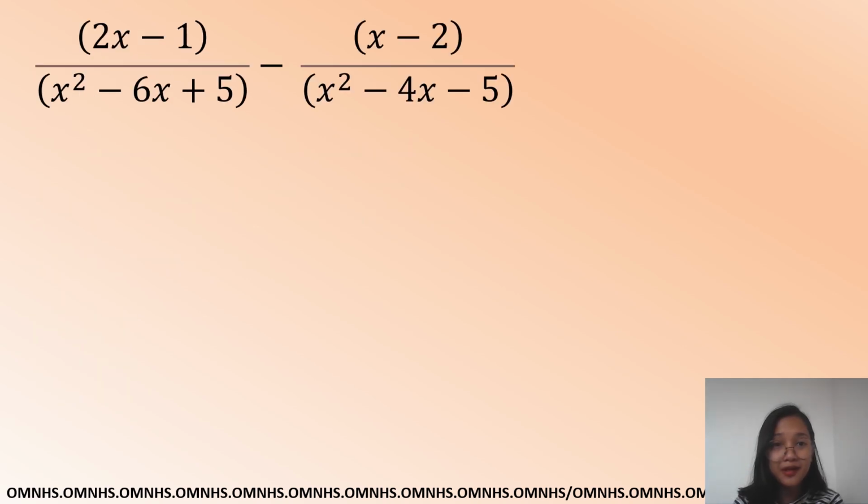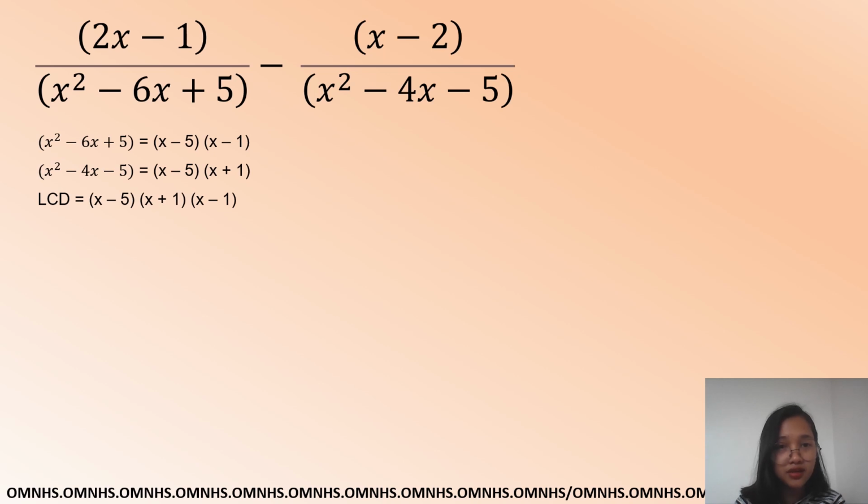So, last example, we have 2x minus 1 all over x squared minus 6x plus 5 minus x minus 2 all over x squared minus 4x minus 5. So, since the expressions have different denominators, we have to look for their LCD. And to find the LCD, we have to look for the factors of the denominators of each expression. For the factor of the denominator 1, we have x minus 5 times x minus 1. And the factor of the denominator 2 is x minus 5 times x plus 1. So their LCD is x minus 5 times x plus 1 times x minus 1.